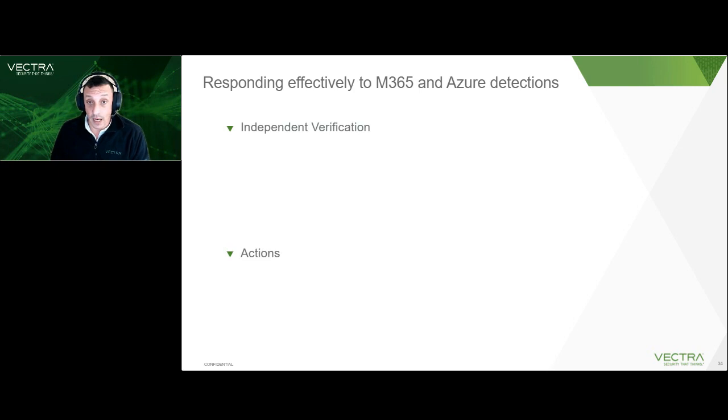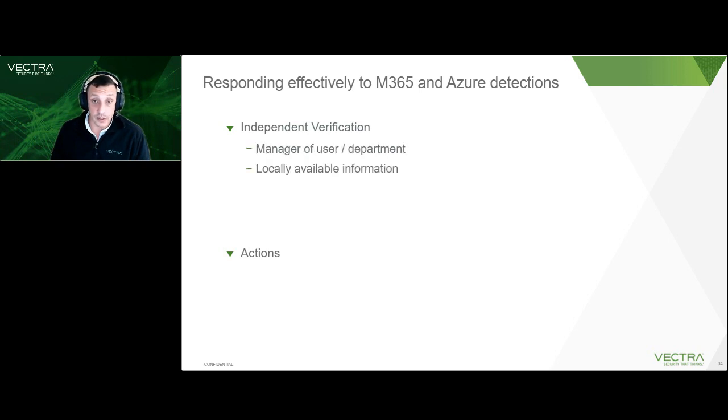Now, we quite often get asked how to respond to detections. Dealing with M365 and Azure detections is very similar. However, there are a number of things that I want to highlight, which are often overlooked when responding to alerts and detections. When we examine and investigate, where possible, we need to get independent verification for the activity that has been observed. We can get this from a number of places.